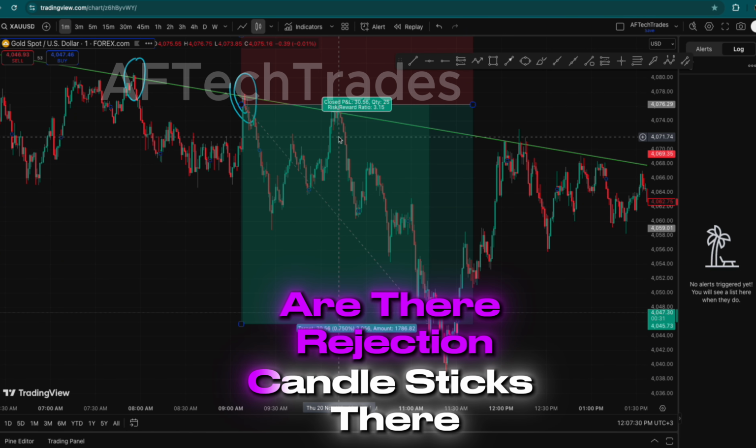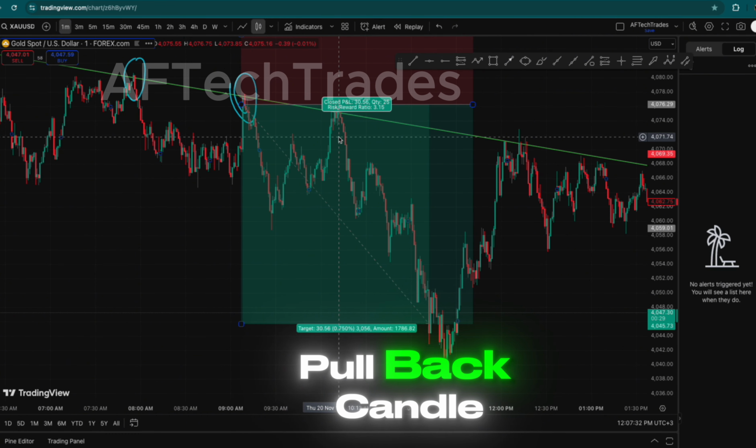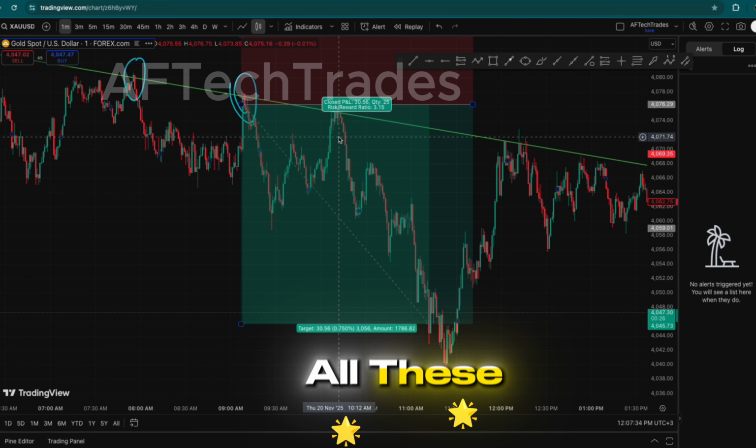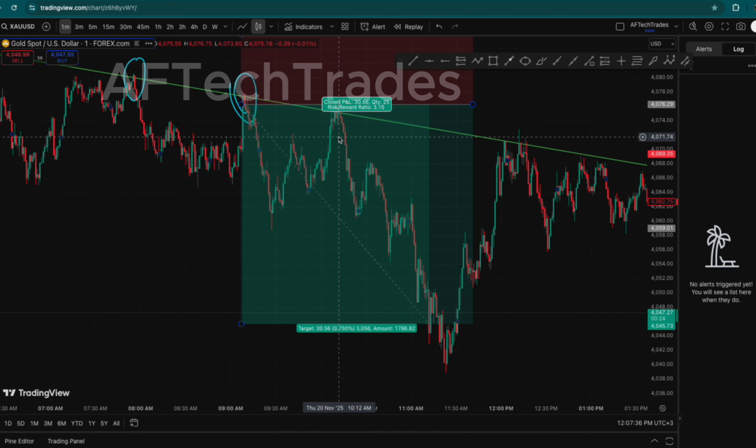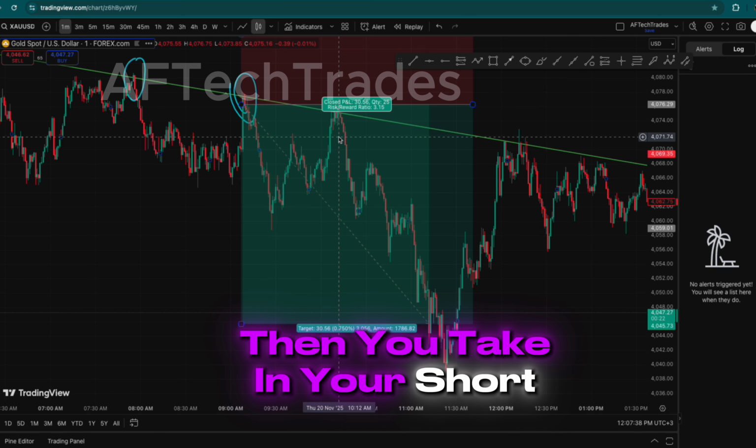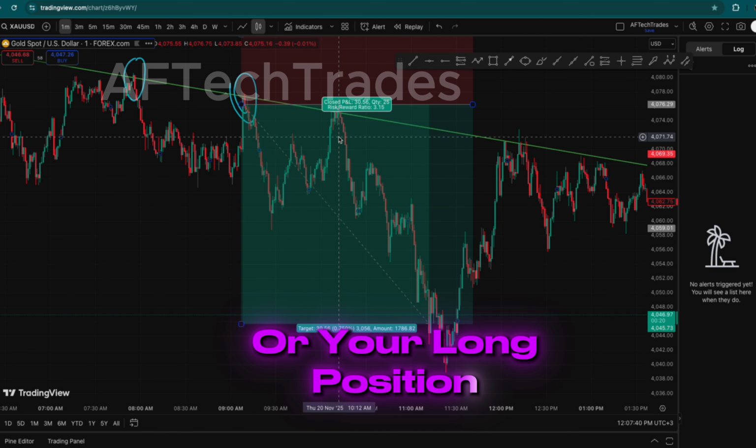Are there rejection candlesticks there? Do you get a pullback candlestick, or an engulfing candlestick? All these are things you need to check. Then you take your short or your long position.